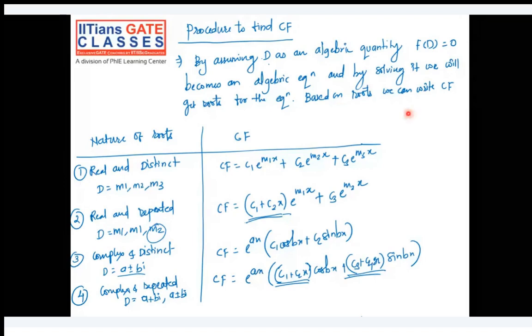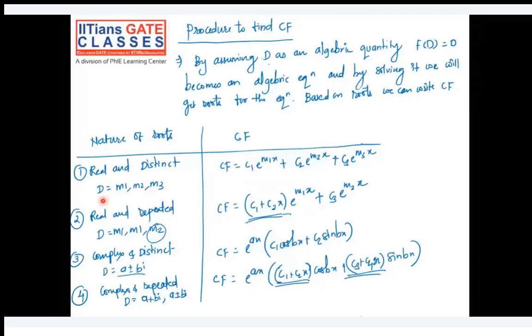So if the nature of roots is real and distinct, distinct roots meaning m1, m2, m3, for example, these are your three distinct roots, then the complementary function will be c1 e to the power m1x plus c2 e to the power m2x plus c3 e to the power m3x. So this is how your complementary function will look.